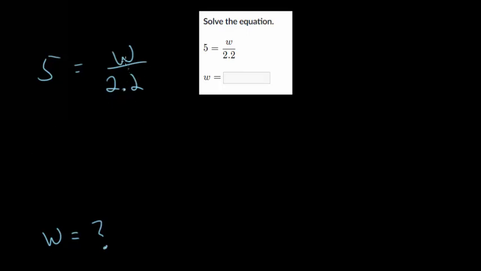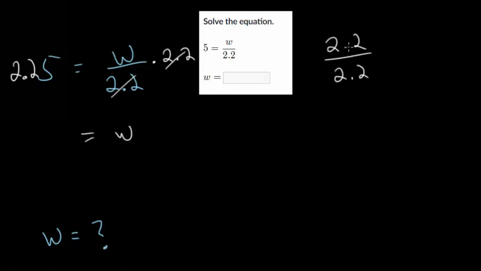We want to cancel out this division with multiplication. We'll multiply each side by 2.2. And 2.2 divided by 2.2 is just 1. So this side will just become w. These cancel each other out. Since we know anything divided by itself, doesn't matter if it's a decimal, a fraction, a whole number, these always cancel out and we always get 1.